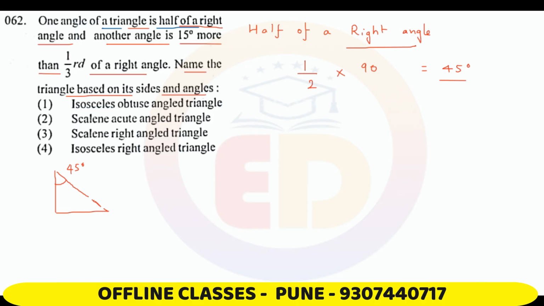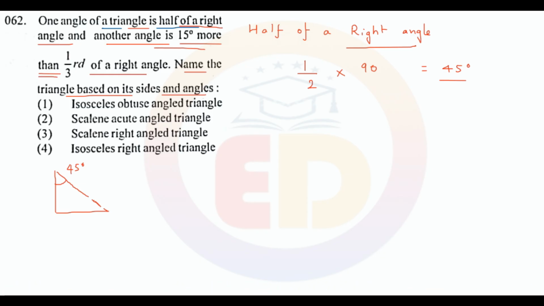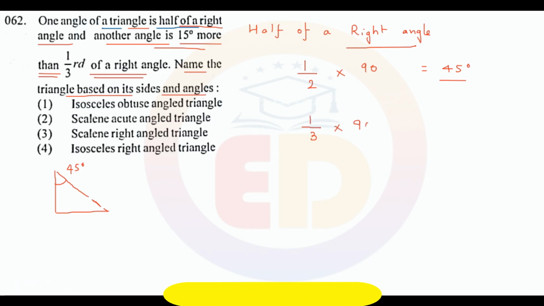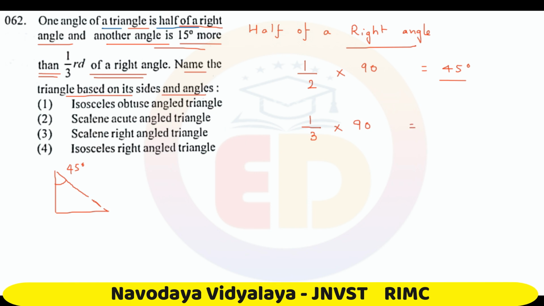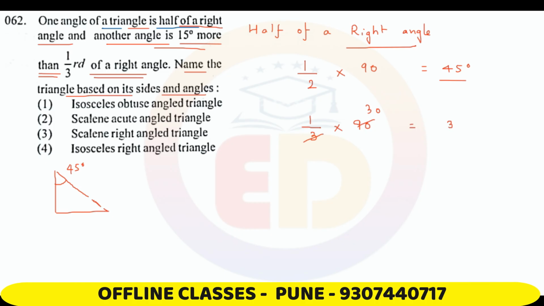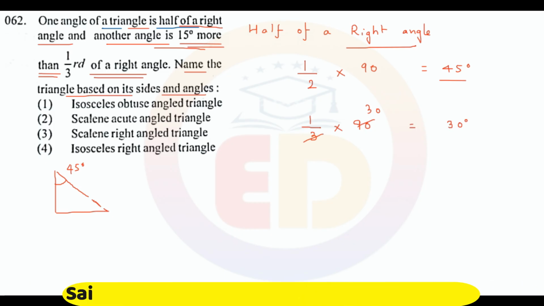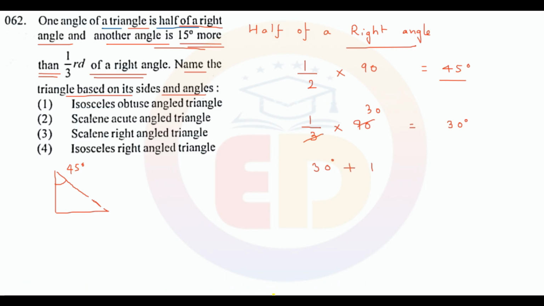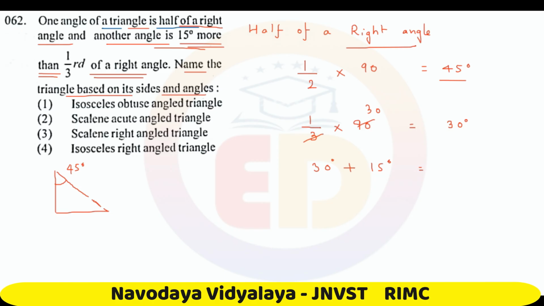Further they say and another angle is 15 more than 1/3 of a right angle. 1/3 of a right angle will be 1/3 into 90. Cancel 3 and 90, this is 30. So 1/3 of a right angle is 30 and our angle is 15 more than this. So 15 more than 30 degree is 30 degree plus 15 degree, which is also 45 degree. So another angle is 45 degree.